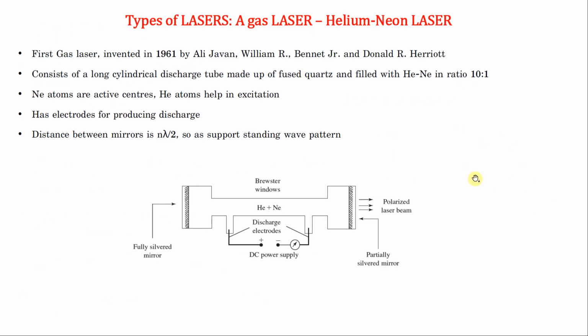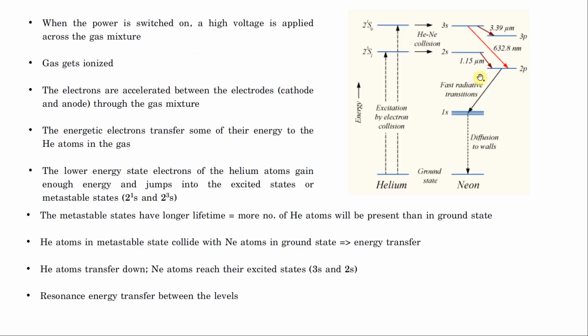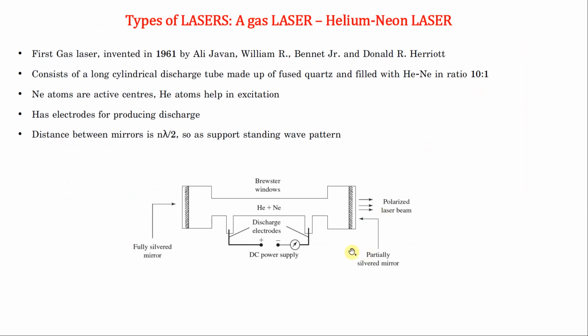So here we have a long cylindrical discharge tube, and the tube is made up of fused quartz, and within the tube you have the helium and neon gases filled with a ratio of 10:1. So that is, helium is 10 and neon will be 1. So there are two electrodes connected to the two ends of the discharge tube. There is a positive and negative electrode.